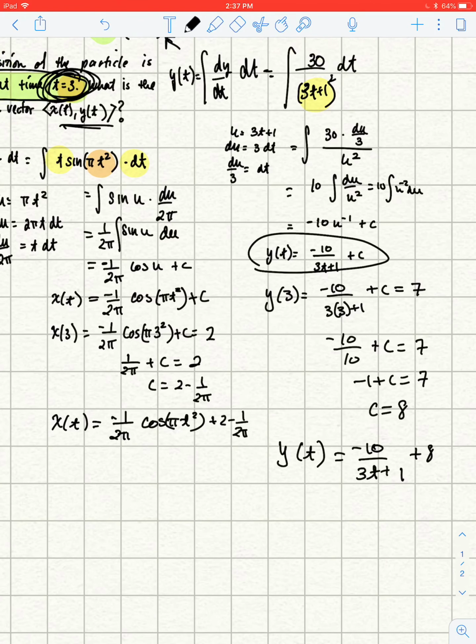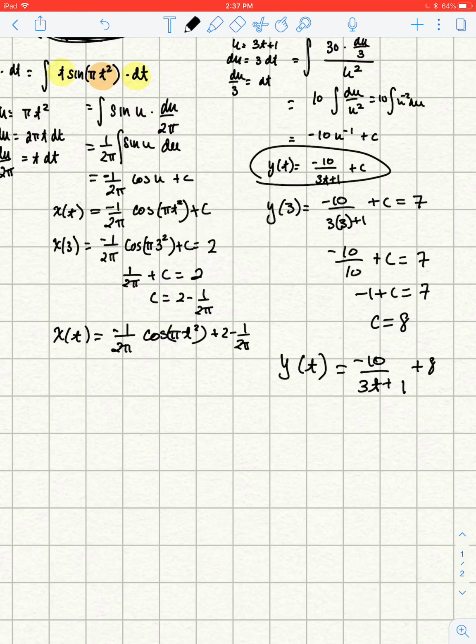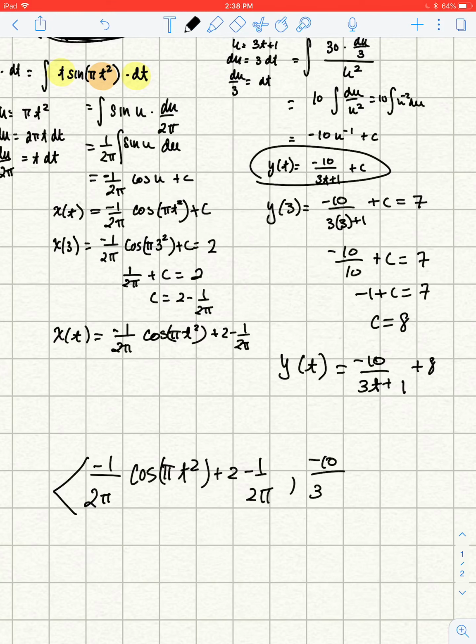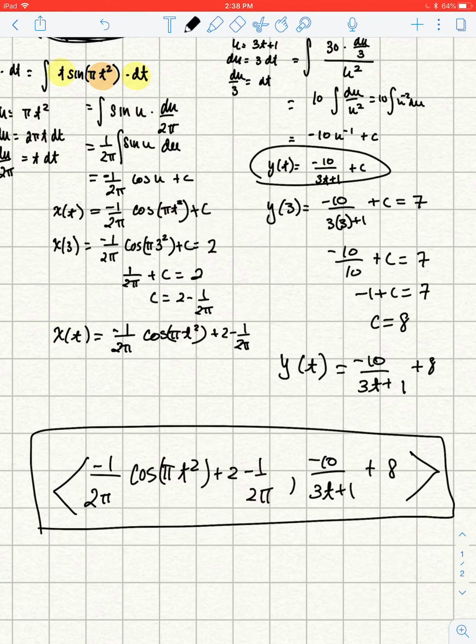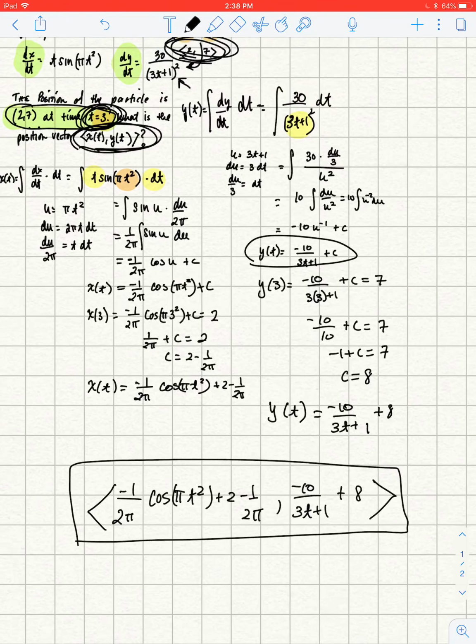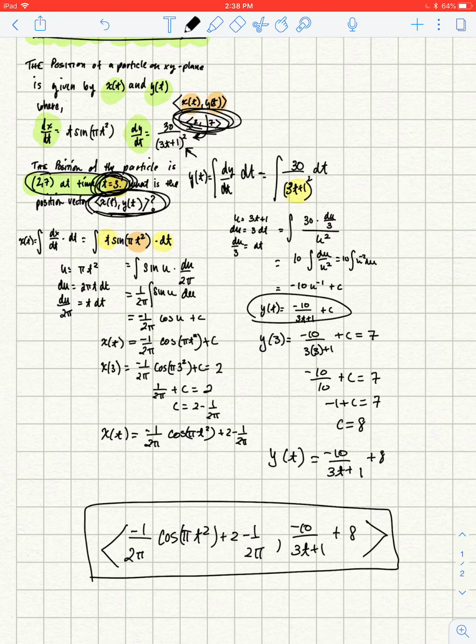So now you have these two functions, and if you go back, what are we looking for? This vector, and then you just write it negative 1 over 2 pi... and there you go. So that's integrals with vector value functions. Tough, but manageable, just a lot of steps.